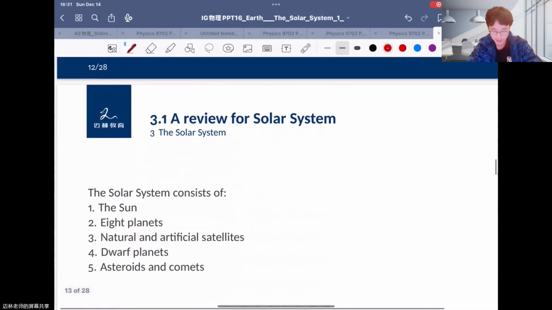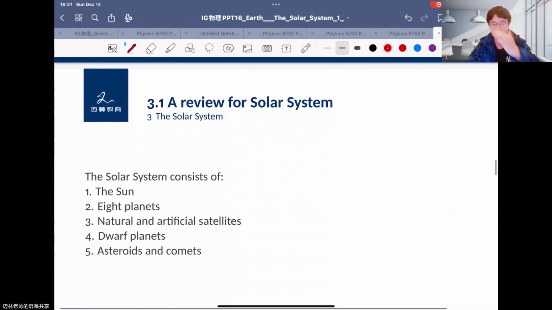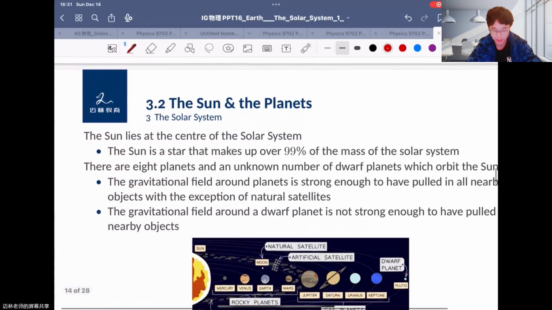So let's move into the first slide, a review of the solar system. Here we can see there are some components in the solar system, like the Sun, 8 planets, natural and artificial satellites, dwarf planets, and asteroids and comets. I will introduce you to them one by one. First, let's move into the Sun and the 8 planets.